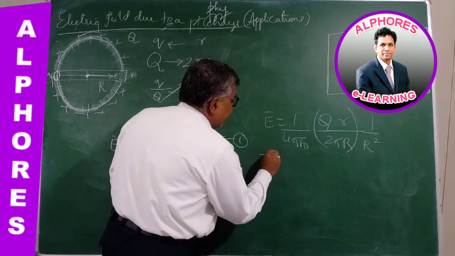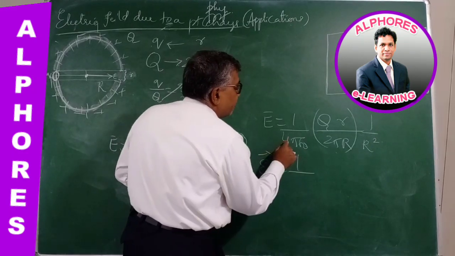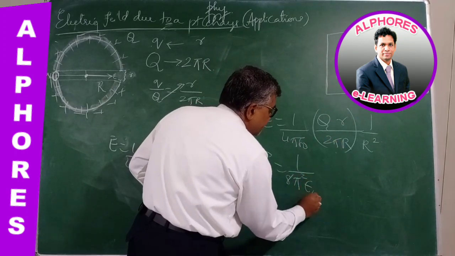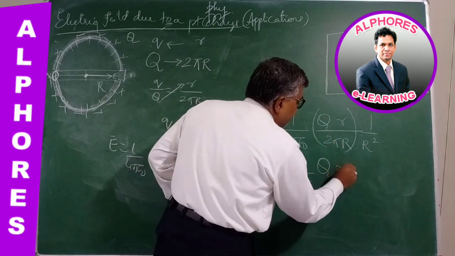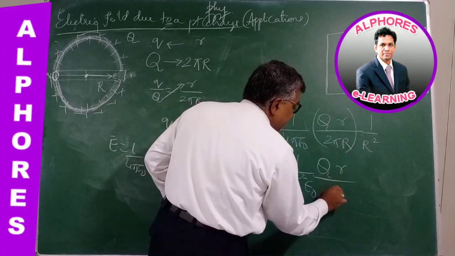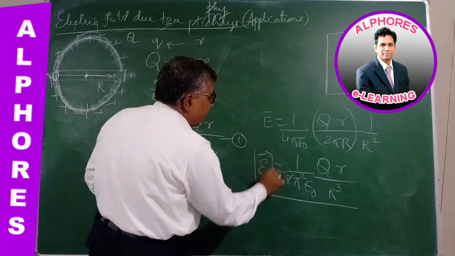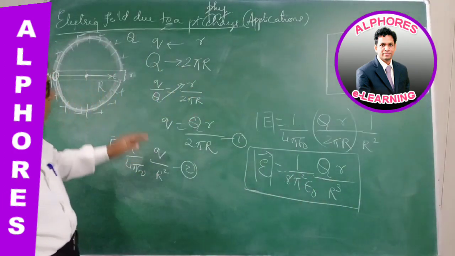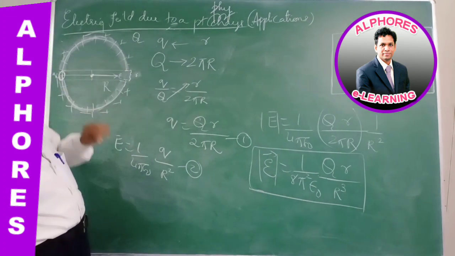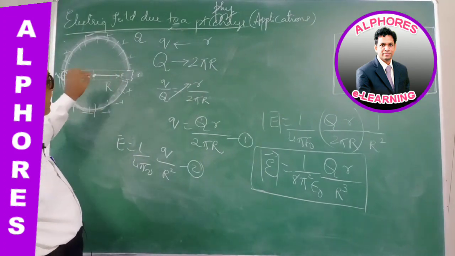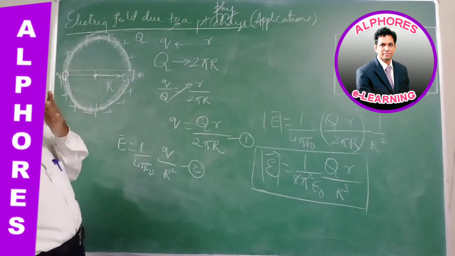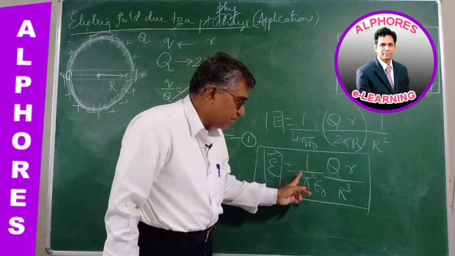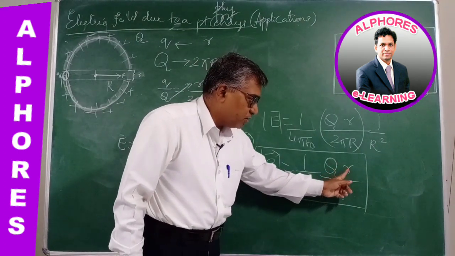So the electric field E is 1 by 8 pi square epsilon naught, capital Q into small r by R into R square. This is R cube. This is the magnitude of the electric field due to the small part that is removed. A small part of the charge is removed from the ring, then the remaining field existing at the center of the ring, E bar, its magnitude is given as 1 by 8 pi square epsilon naught, capital Q small r by R cube.